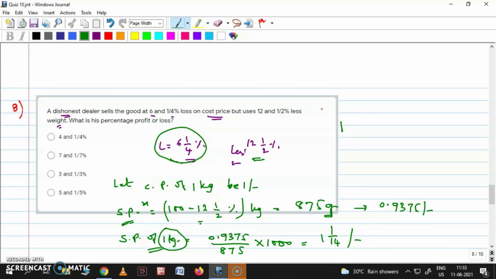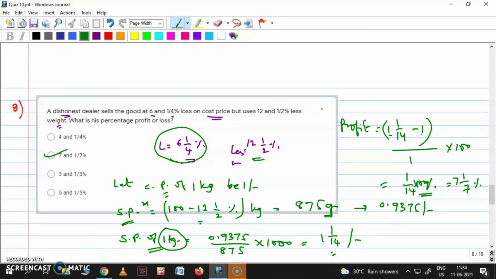Now what is the profit? Profit is equal to selling price minus cost price, and the cost price is 1. So percentage profit is 1 and 1 by 14 minus 1, divided by cost price 1, into 100. The 1 will get cancelled. It will be 1 by 14 into 100 percentage, which is equal to 7 and 1 by 7 percentage. 7 and 1 by 7 is the answer.